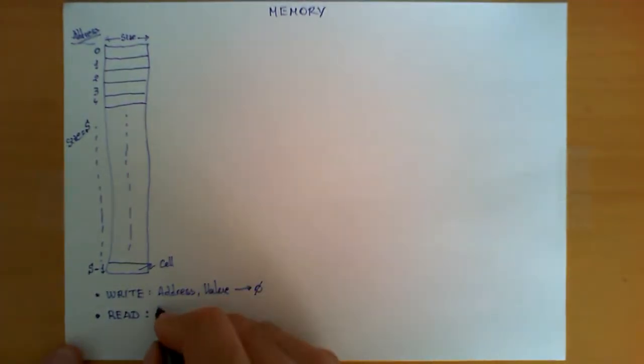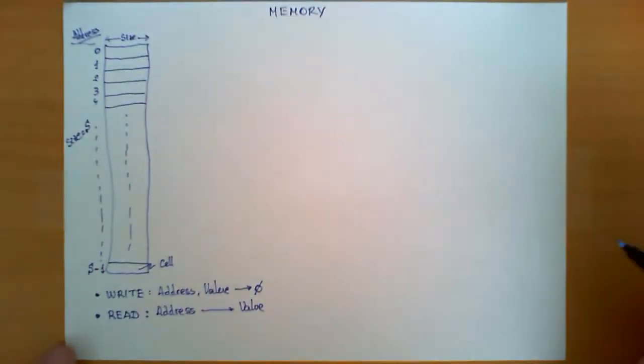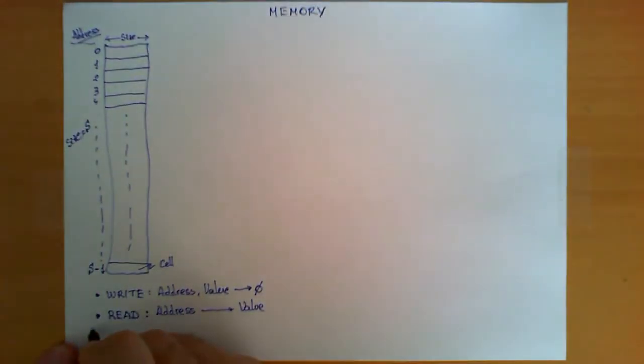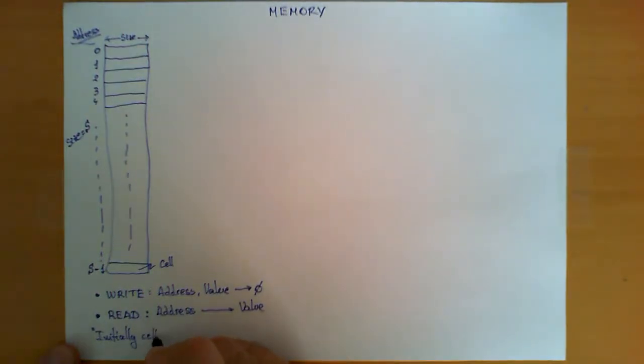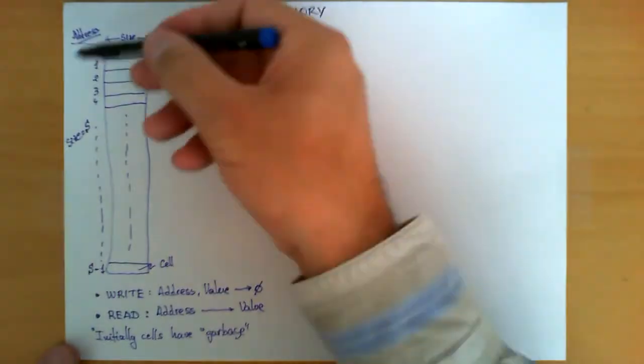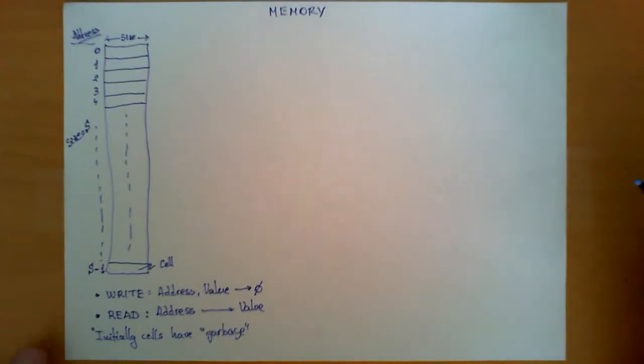A read operation only receives an address, and it returns the value that is currently stored there. And a little rule to remember: initially, when you turn on one of these memory chips in a computer system, all cells have garbage stored. In other words, when you turn on one of these chips, you cannot assume anything about the values that are stored in all these cells.